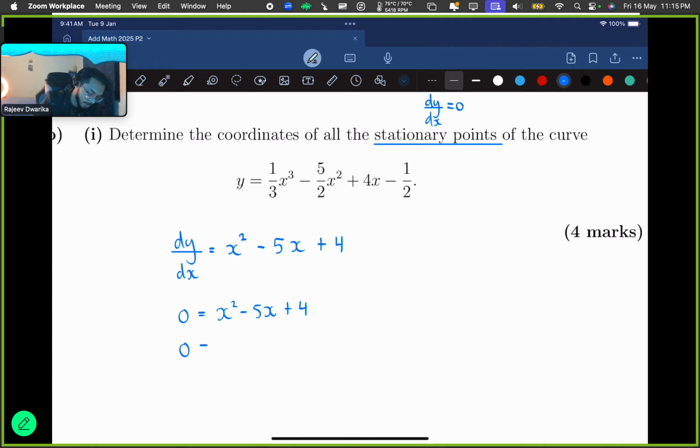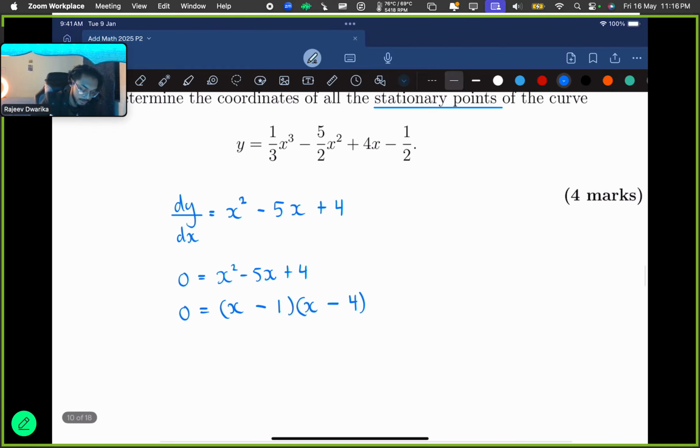What do I have to multiply to get back x squared? x by x? Yep. And to get back 4 is 1 by 4, but I want to get negative 5, so I will say negative 1 by negative 4, because negative 1 by negative 4 is plus 4, and if you add it, you're going to get minus 5. We good? Yep. Right, so x will be equal to 1, and x is equal to 4.